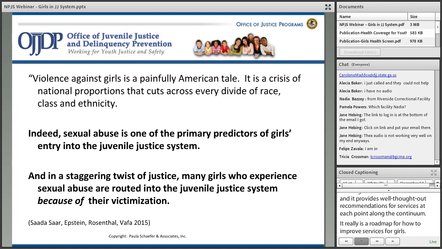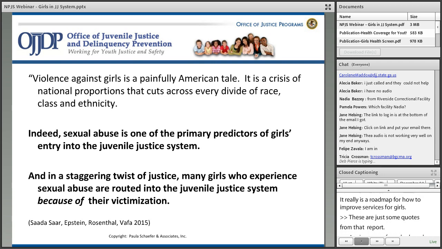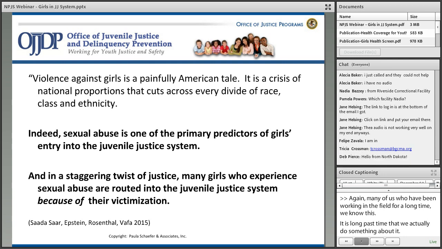And again, many of us who've been working in the field for a long time, we know this. But it's long past time that we actually do something about it. So it's nothing new that violence against girls is a part of our culture. And indeed, sexual abuse is one of the primary predictors of girls' entry into the juvenile justice system. Many girls who experience sexual abuse are routed into the juvenile justice system because of their victimization.